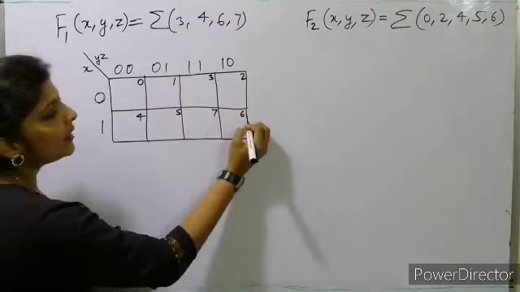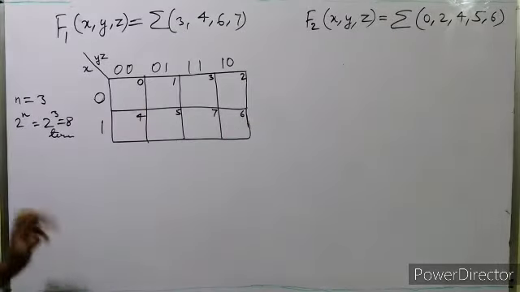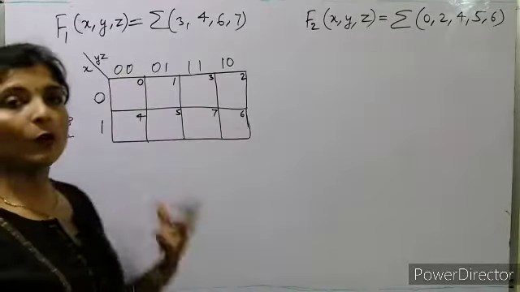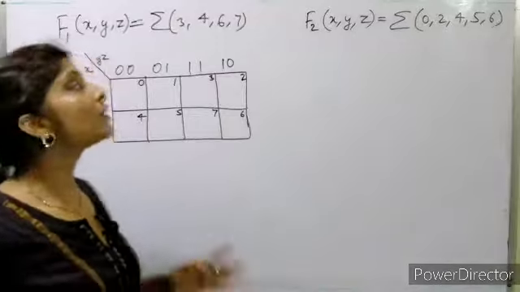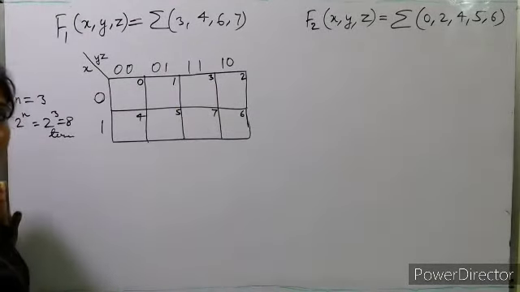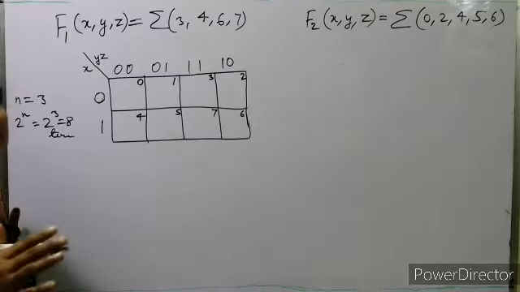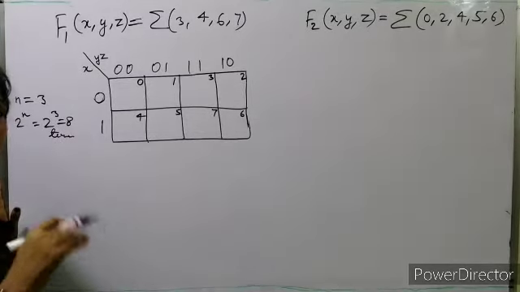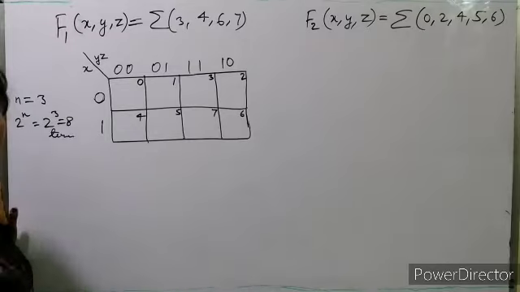Okay. Now when we write the values of the boxes like this, it will be easy for us to directly write 1 in all the squares which are included in the function, for the min terms included in the function.